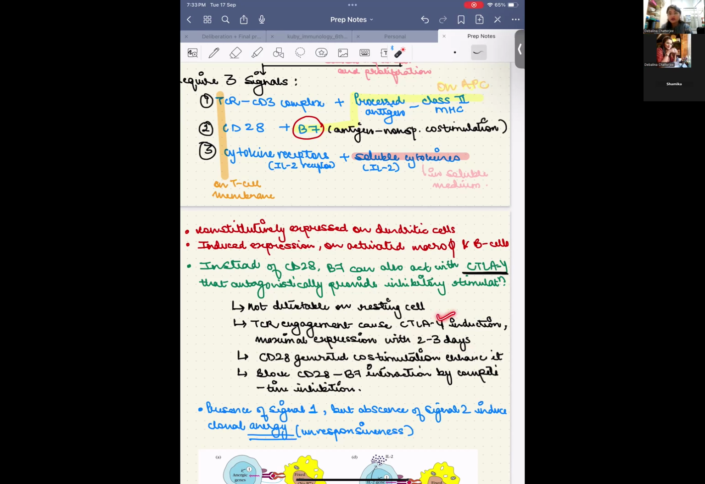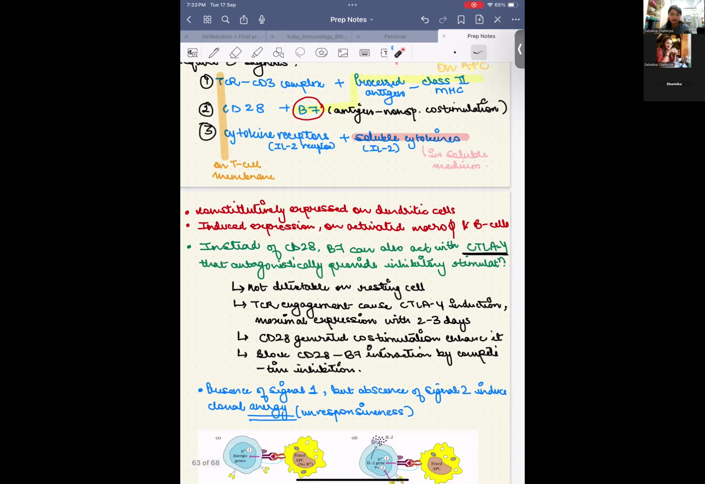So CTLA4, which was increasing in number all the while, can now be bound by B7 in a competitive manner. If B7 is binding to CTLA4, it is not getting a chance to bind to CD28. So eventually this co-stimulation is lost, and as it is lost, an inhibitory signal comes into play. This blocks the CD28-B7 interaction, and eventually your entire signaling process is stopped by the second or third day, as the body wanted.